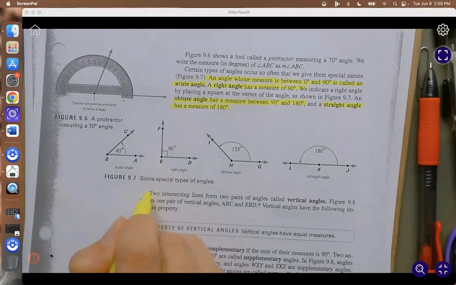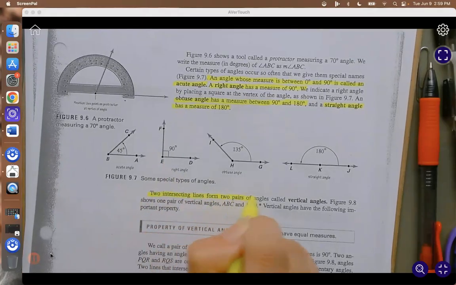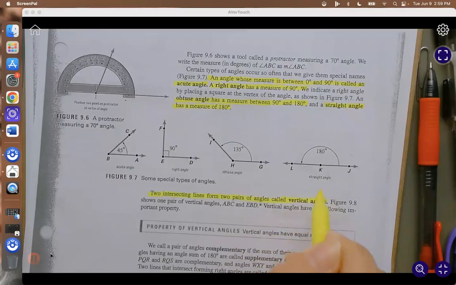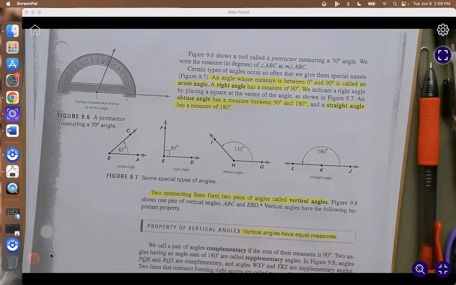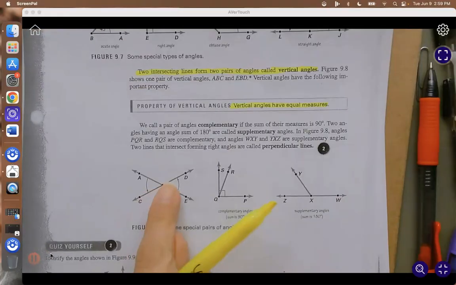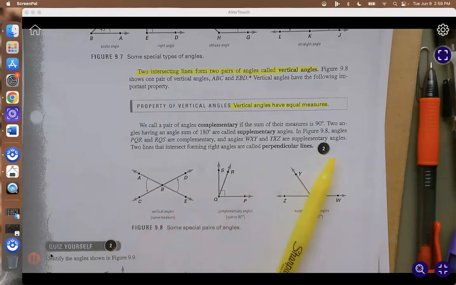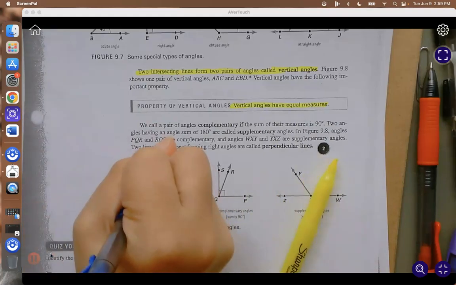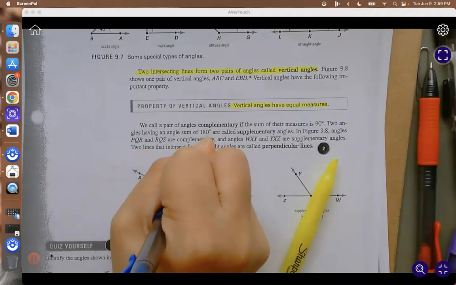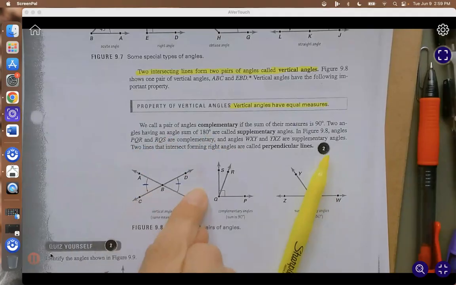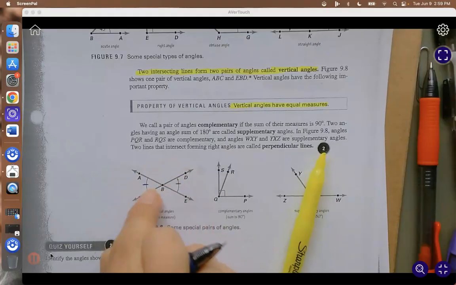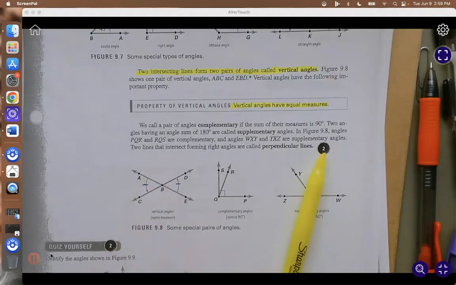Okay, two intersecting lines forming pairs of angles are called vertical angles. Vertical angles have equal measures. What I like to say about that is you have two lines, they create two angles. These angles are equal. If you think back to when you marked things being equal, you put a little line there, and that means that this one's equal to this. And then if you had markings here, you put two lines here and two lines here to let you know that those two are equal to each other.